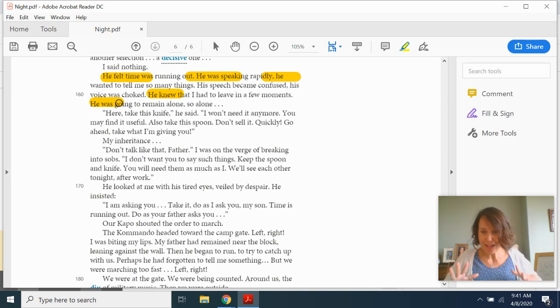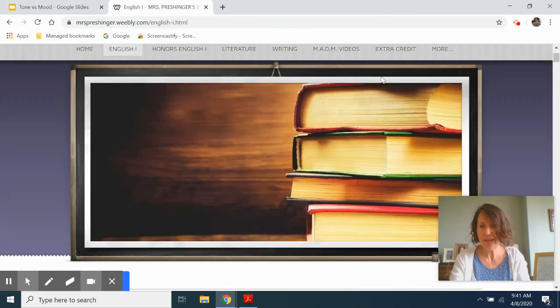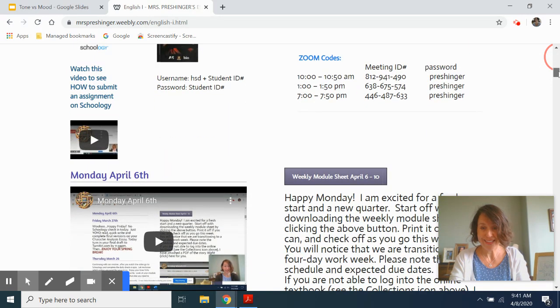Gosh, there's just so much I could talk about if we were in class today, but that's primarily what I want you to walk away with, is understand the difference between tone and mood, and then being able to find some examples of what the author does and how they actually use that tone in their writing, and you can find some text evidence to prove that.